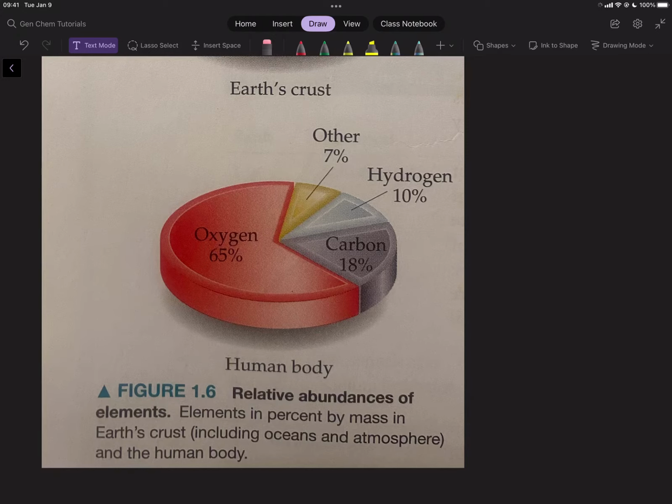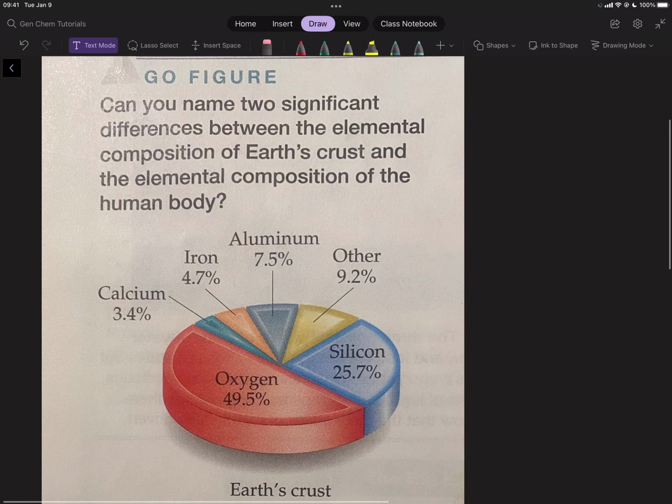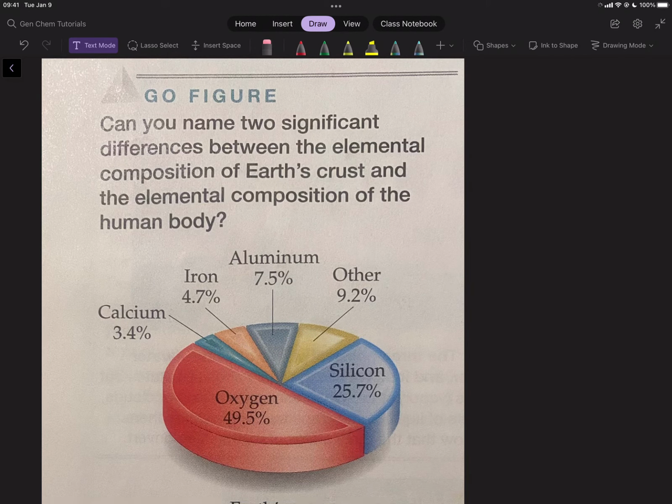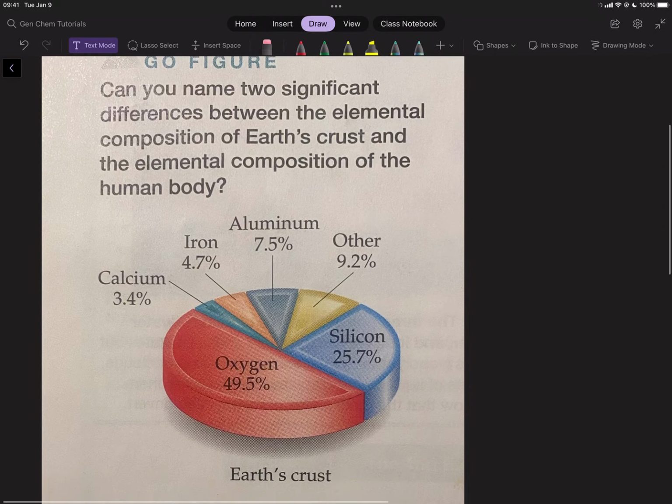And the human body. So if we reflect back on the prompt, how do we interpret these pie charts? We're looking for differences. So whereas they both share oxygen as the most predominant constituent, we're going to then backpedal down to number 2 and 3, and this corresponds with the answer in the textbook. So for Earth's crust, we're going to say it's primarily composed, following oxygen, of silicon and aluminum. We're going to skip over that other section just because we don't really know what that refers to.